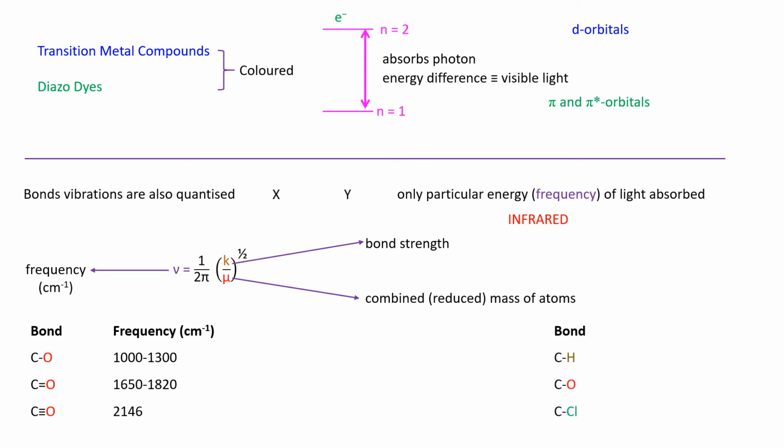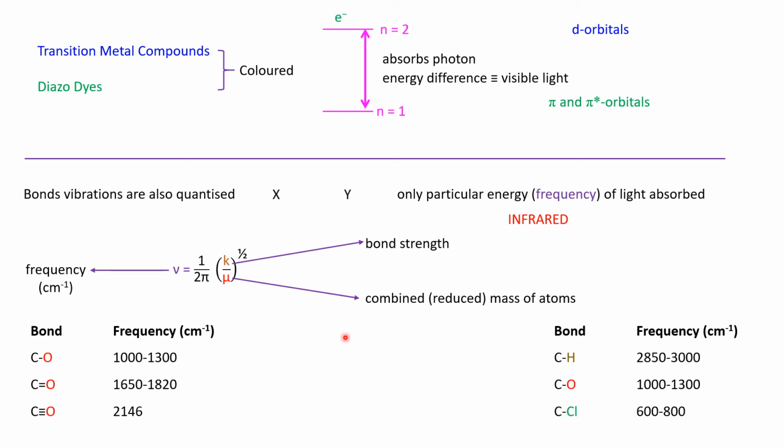And we can see that if we just look at a few nice simple bonds to carbon: carbon to hydrogen, carbon to oxygen, carbon and chlorine. As we go down here, that mass is getting bigger, and if the mass is getting bigger, we would expect the frequency to get smaller. And indeed it does. Close to 3000 for a carbon hydrogen bond to make it vibrate faster, 1000 to 1300 for the carbon oxygen single bond, we've already seen that one, and then for carbon chlorine bond 600 to 800.